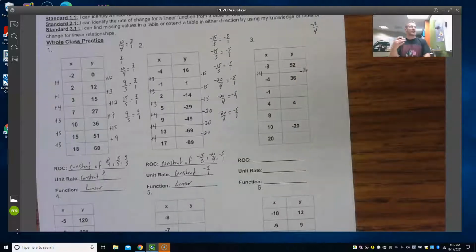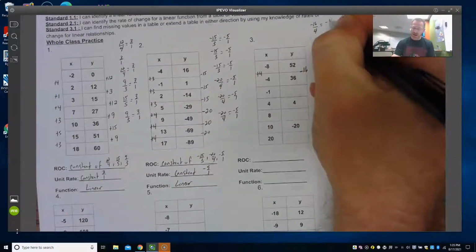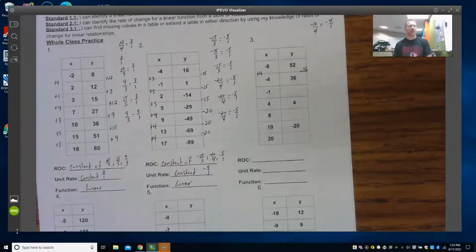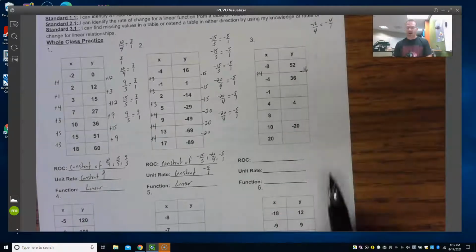And once again, let's look at that unit rate. If I reduce that, I can divide both of those by 4, and I get negative 4 to 1. All right, so negative 16 divided by 4 is negative 4. 4 divided by 4 is 1. All right, now let's look at this.